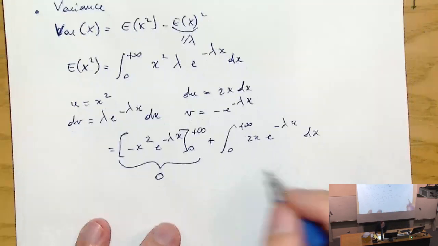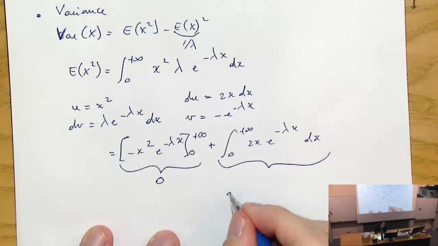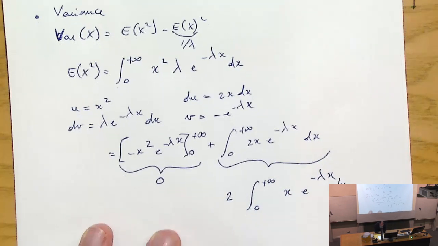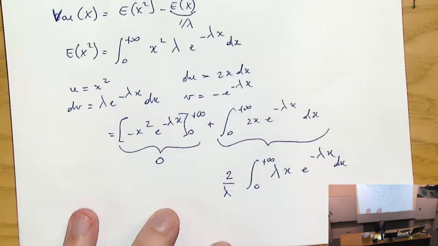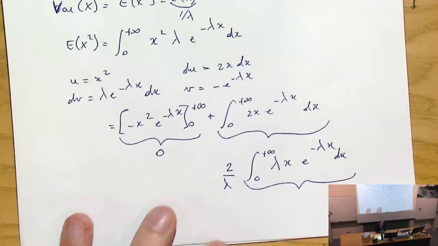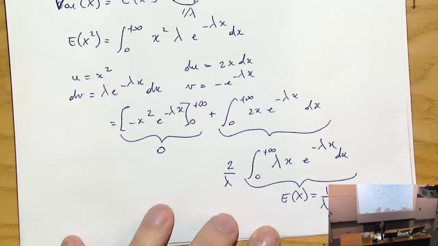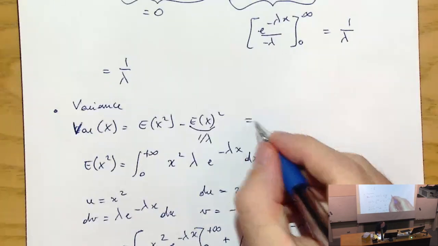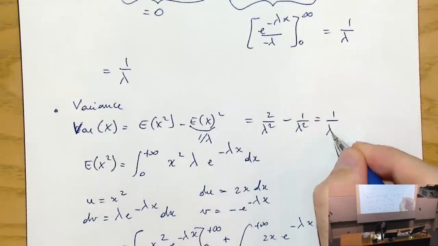Now, what about this one? Let me write this differently. This is 2 multiplied by the integral of x e^(-lambda x) dx. And if I multiply by lambda here, I divide by lambda there. So what is this? That's E of x, and we just did it. This is 1 over lambda. So this term is 2 divided by lambda squared. And so you bring this in here. You have 2 divided by lambda squared minus 1 over lambda squared. This is 1 over lambda squared.